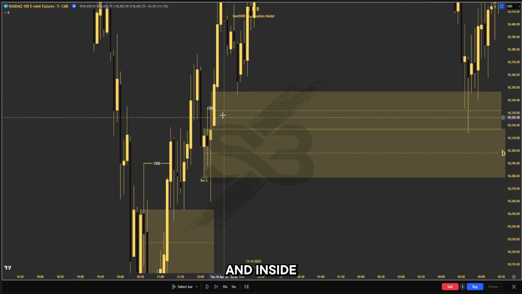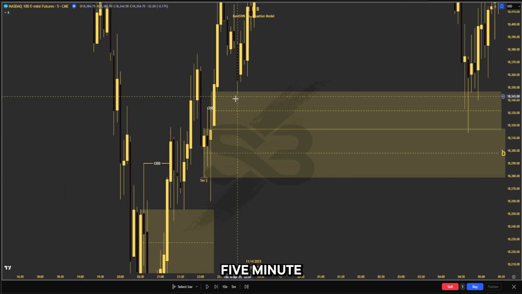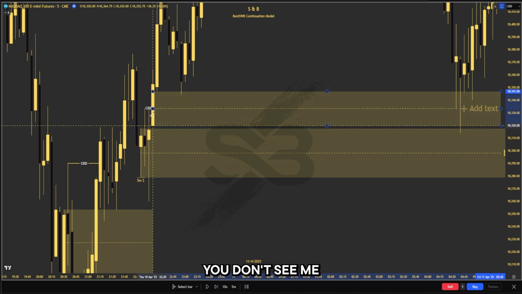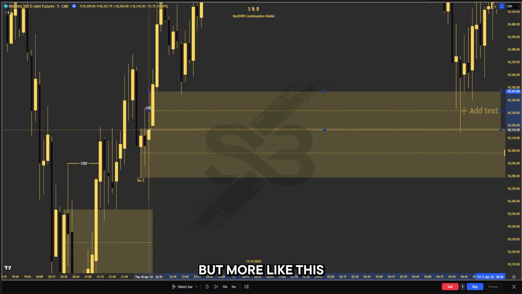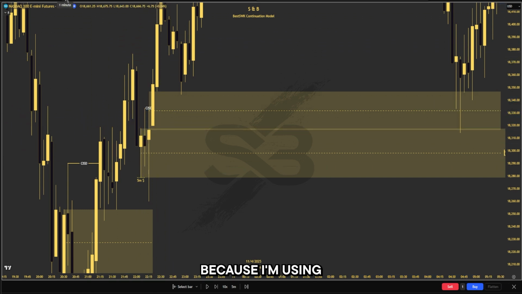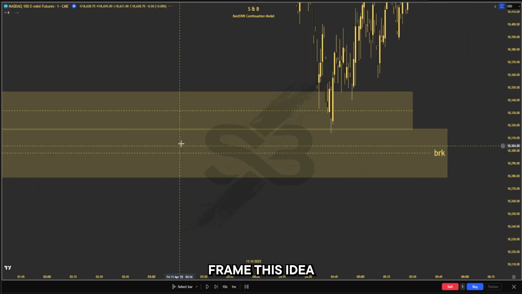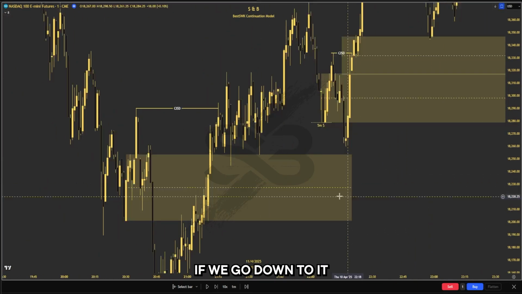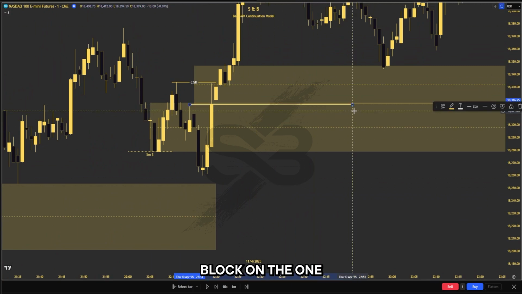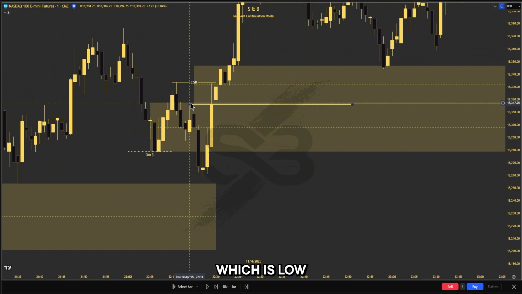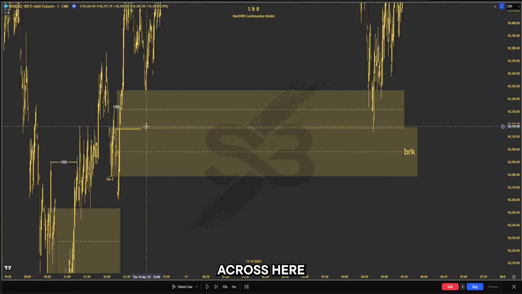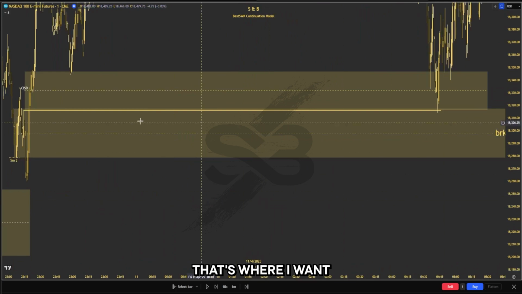Inside of this fair value gap here on the 5-minute, we have a little tiny volume imbalance right here. And that's why you don't see me drawing the fair value gap like this, but more like this. Now, this breaker block candle is really important to me because I'm using the 5-minute time frame to frame this idea. And on the 1 minute, if we go down to it, that breaker block pretty much lines up with the breaker block on the 1 minute as well, which is low, high, lower low, higher high. And so if we drag this line across here, that's where I want my entry to be.